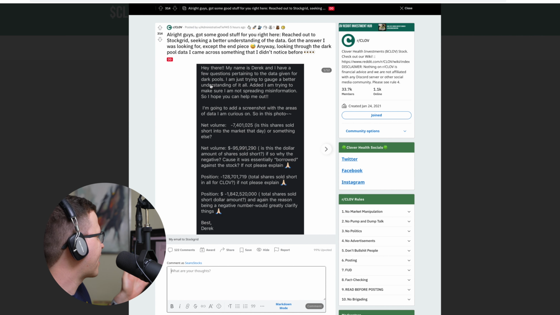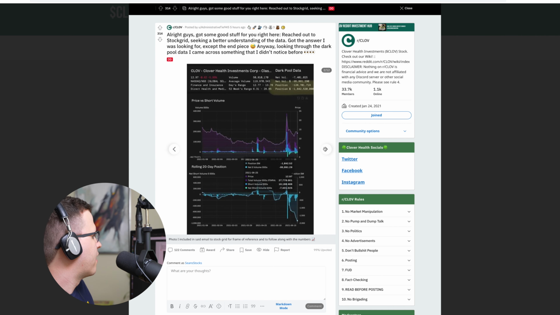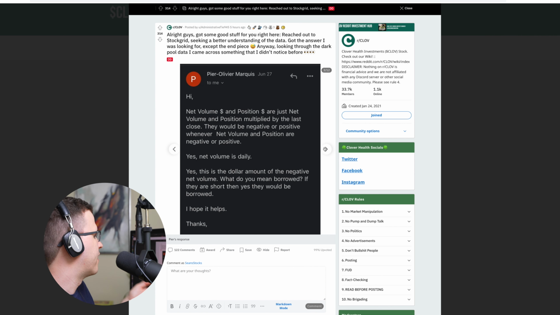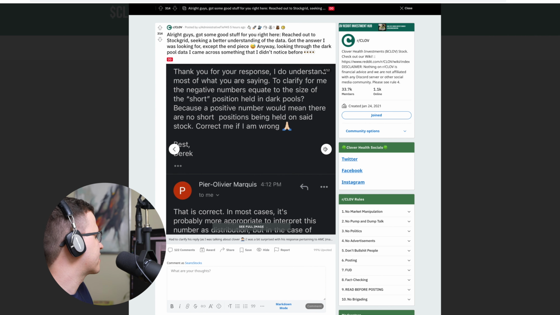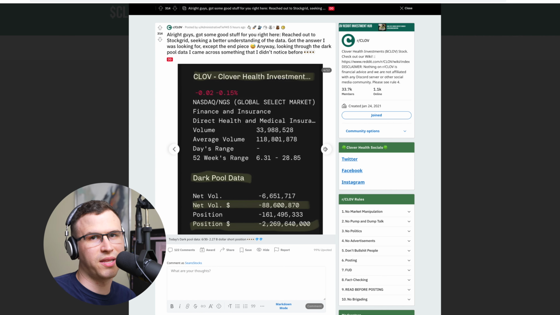So they said, all right, guys, got some good stuff for you right here. Reached out to StockGrid, seeking a better understanding of the data. Got the answer I was looking for, except the end piece. Anyways, looking through the dark pool data, I came across something that I didn't notice before. So basically, they emailed out to them with a bunch of information, asking about the data and what it means and everything. They did actually update their website, I believe, after this.